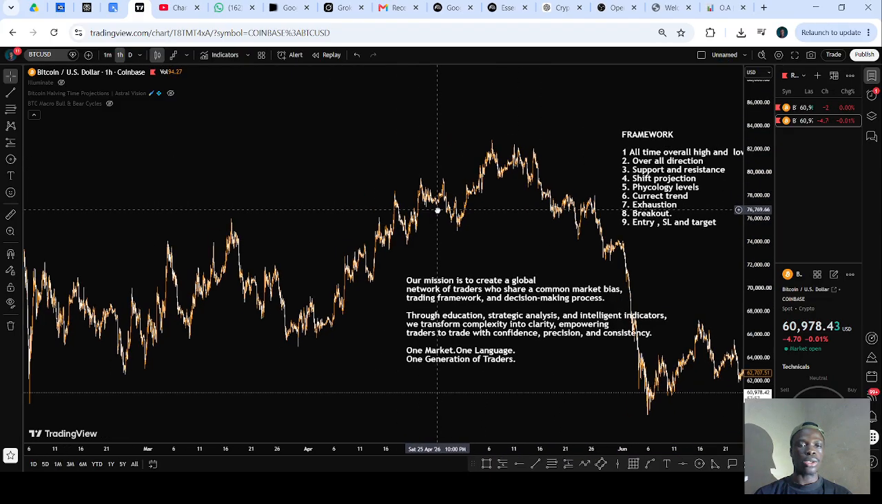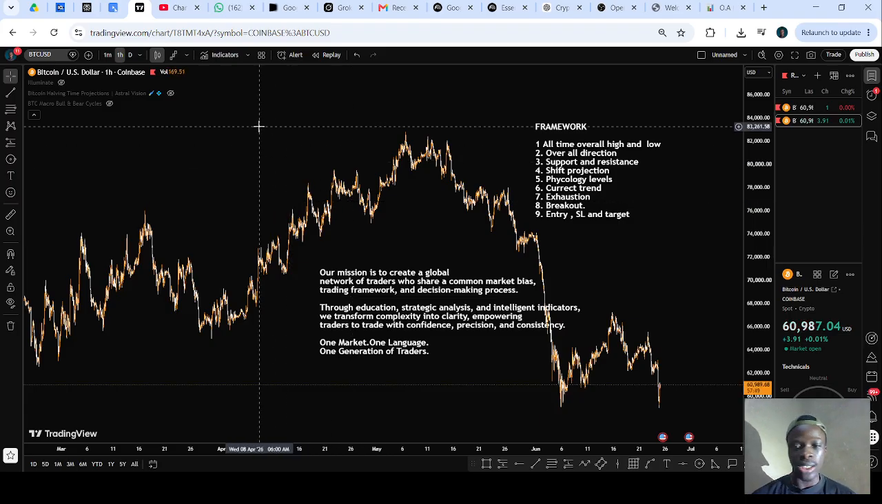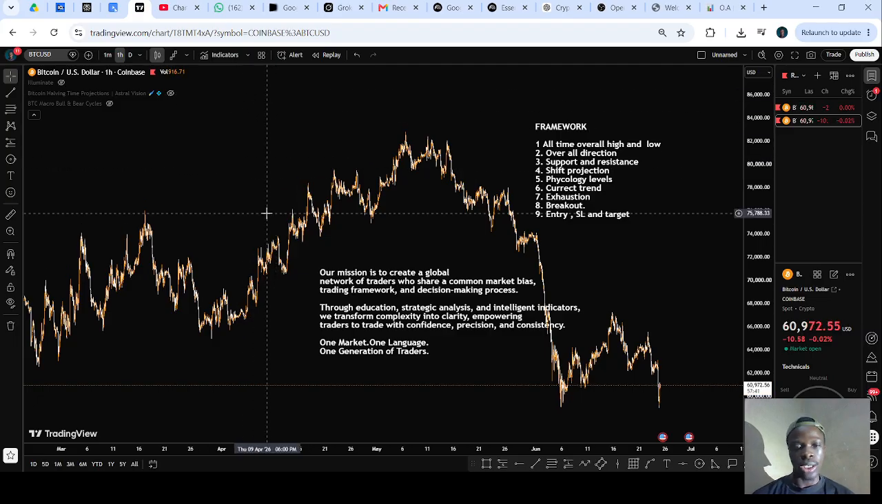So how do I now identify my all-time high and all-time low? The first thing I do is go to the daily time frame. As you all know, I use just 3 time frames to do my analysis. Number one is the 1 day time frame, the daily time frame.